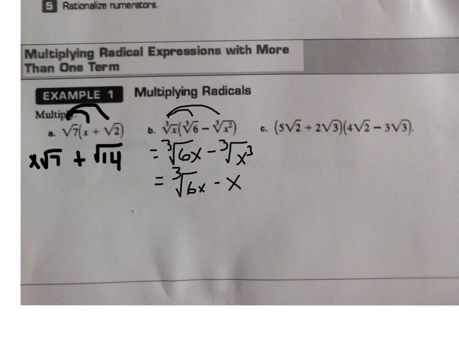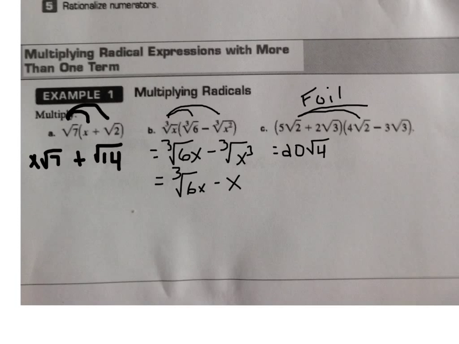Now let's look at c. We've got a binomial times a binomial, which means we have to FOIL or do the box method. Some of you guys did the box, and that's fine too. You can use that, but I'm going to show FOIL. So we're going to take 5 times the square root of 2, and we're going to take that times the 4 times the square root of 2. The coefficients, the numbers in front of the radical, we can multiply. 5 times 4, that's 20. And the radicals themselves we can multiply. 2 times 2 is 4, so it'll be 20 times the square root of 4.